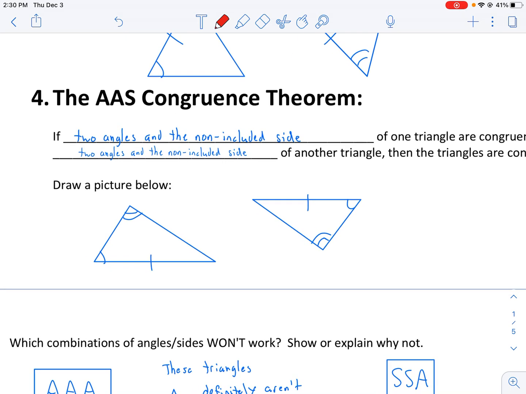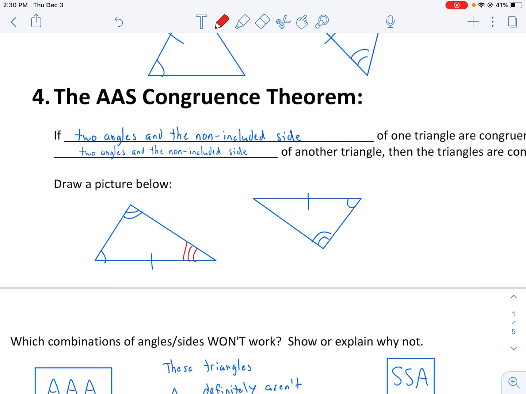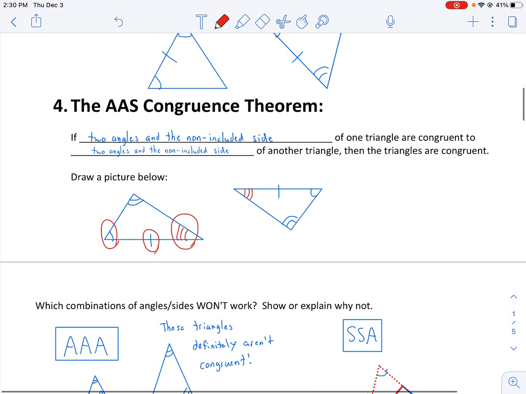And the reason that one works is because really you can just find this third angle because of the third angles theorem. And if you have the third angle, then really you have angle, side, angle again, which is the same thing as number 3.